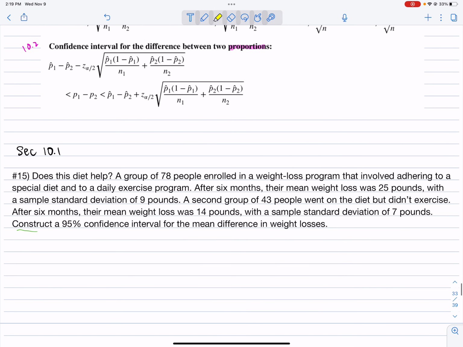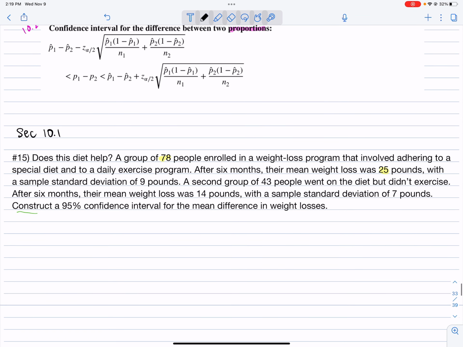A group of 78 people enrolled in a weight loss program that involved adhering to a special diet and to a daily exercise program. After 6 months, their mean weight loss was 25 pounds with a standard deviation of 9 pounds. A second group of 43 people went on the diet but did not exercise. After 6 months, their mean weight loss was 14 pounds with a sample standard deviation of 7 pounds.